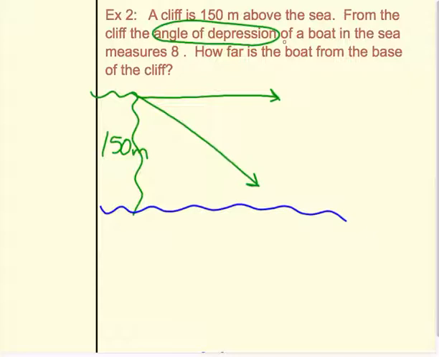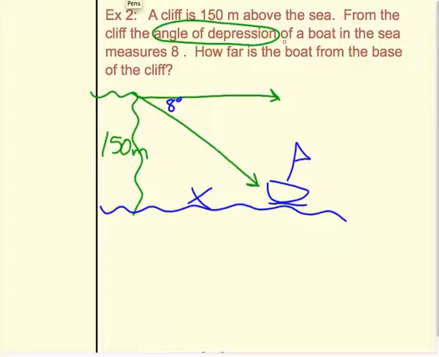A boat in the sea, here's our boat, measures 8 from the cliff. The angle of depression measures 8 degrees. Sorry, that degree symbol got separated from it. How far is the boat from the base of the cliff? So once we've got our picture set up, I hope you can see why most students try and put that angle of depression right here instead, because that's inside the triangle we're kind of starting to form. That is not the angle of depression, so please don't do that.